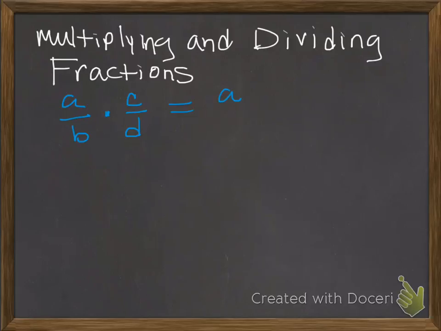When we multiply fractions, we multiply the numerators together and the denominators together. Thus we have a times c over b times d. So a over b times c over d is equal to ac over bd. And of course, b or d cannot equal 0. So let's do an example.